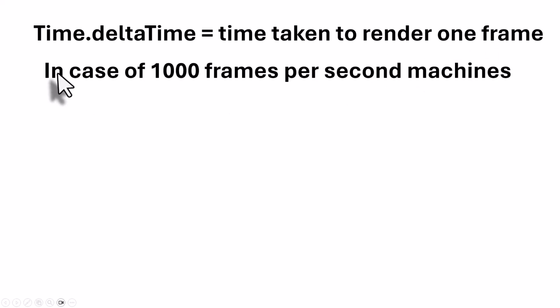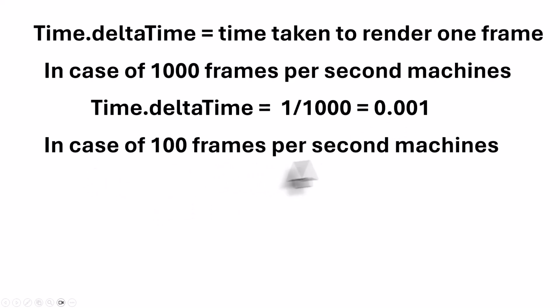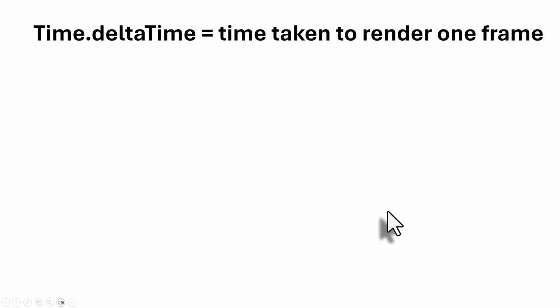In case of a high-end 1000 frames per second machine, Time.deltaTime will be equal to 1 divided by 1000, which is equal to 0.001. Whereas in case of a 100 frames per second machine, Time.deltaTime will be equal to 1 divided by 100, which is equal to 0.01. Coming back to the scenario where we had added Vector3.forward to our car and our car was moving at a speed of 1 unit per frame.